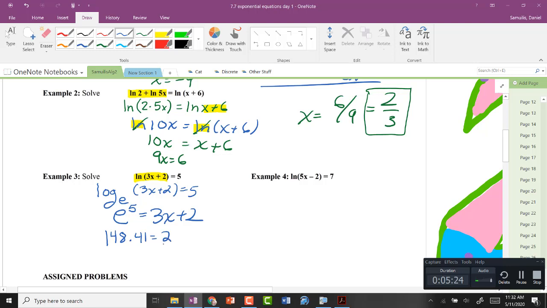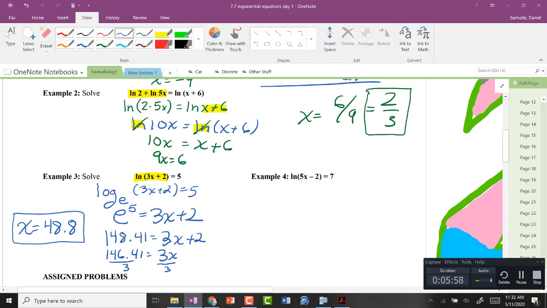148.41 equals 3x plus 2. And we just do our simple calculations here. Subtract 2. So we get 146.41 equals 3x. Divide by 3. So x is going to equal 146.41 divided by 3. All right, so you get pretty darn close, about 48.8. When we plug 48.8 in, we do get a positive number, so that is my solution.